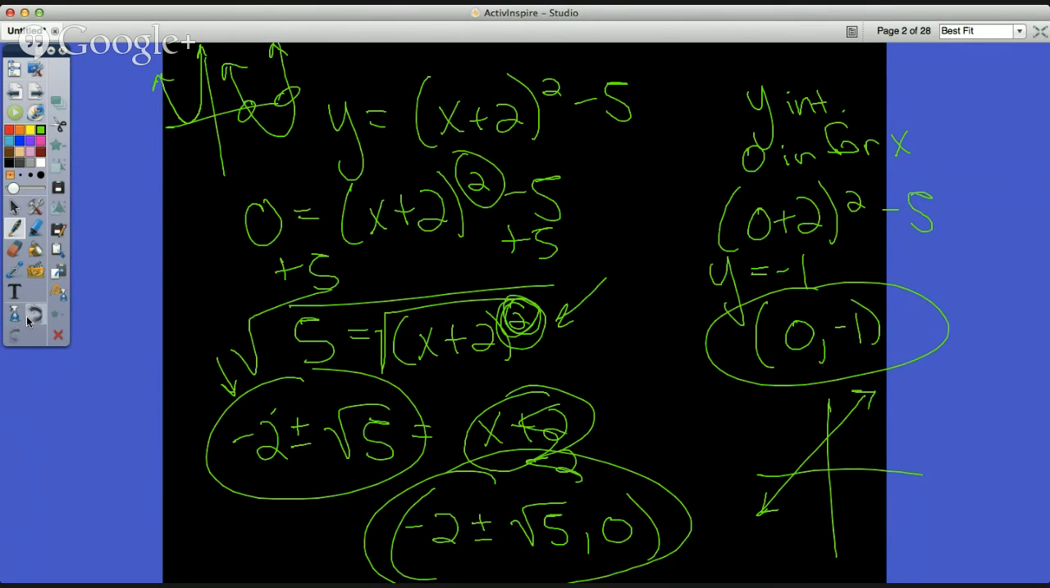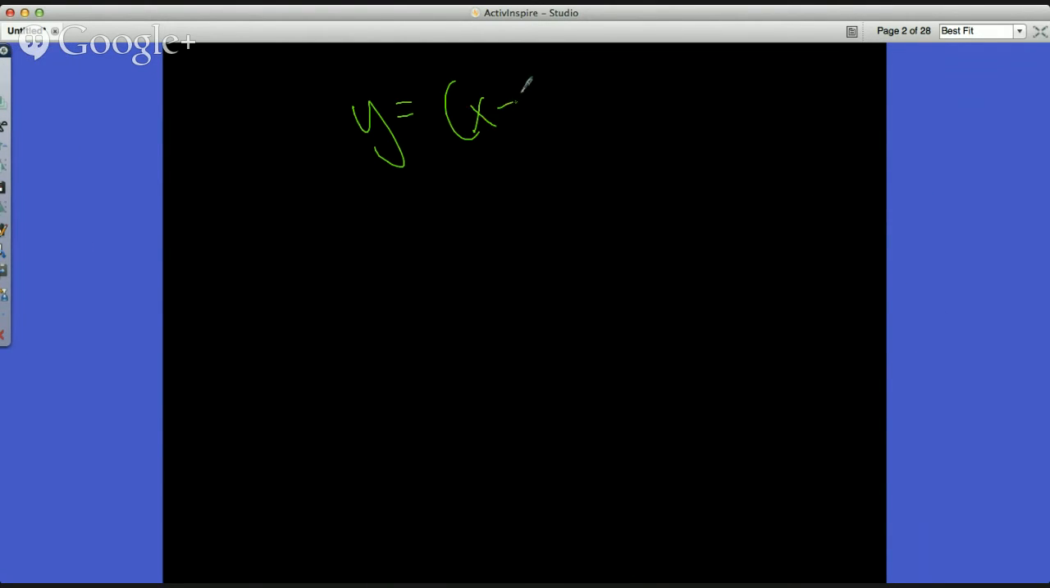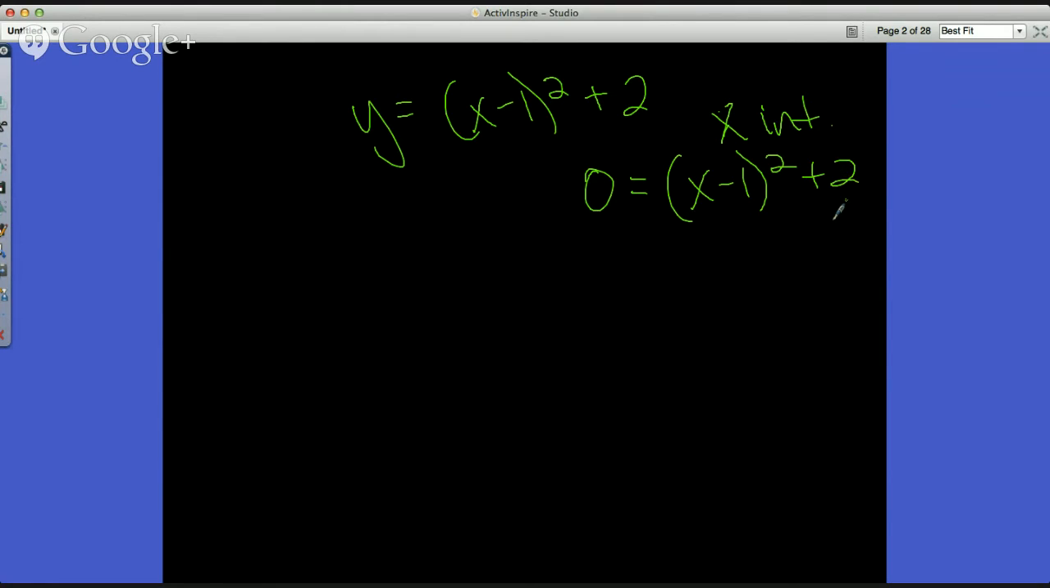Absolutely. So let's say I had y equals x minus 1 squared plus 2. Okay? So if I were to solve for the x-intercept, what should I do? Plug 0 in for y. Very good. And you're right, Cam, you'll end up subtracting 2. So I'll take this plus 2, subtract 2 on both sides, leaving me with -2 equals x minus 1 squared.